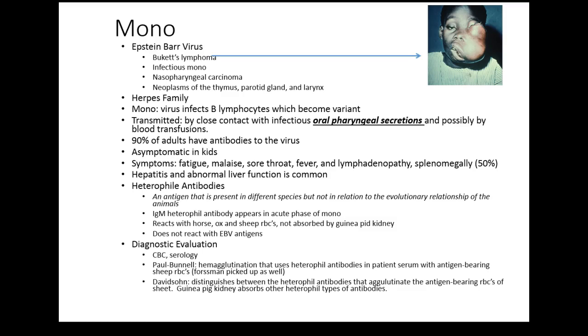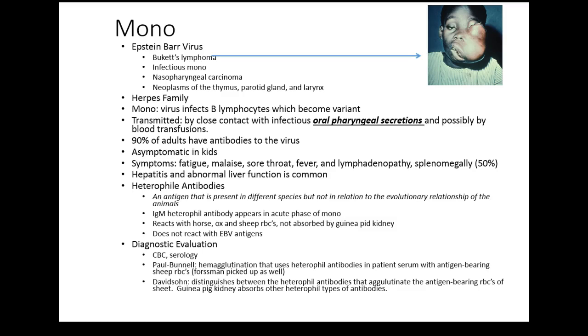So we need good testing that doesn't cause a cross reaction with these heterophile antibodies. Heterophile antibodies react with horse, ox, and sheep RBCs, but they're not absorbed by guinea pig kidney. So if you mix a serum with guinea pig kidney first, you absorb the heterophile antibodies, and then you use the horse, ox, or sheep RBCs to react with the blood cells to see if there is the mono there.